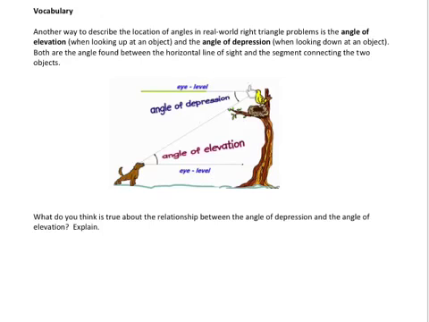So if you look at this diagram, we have seen this before. I have a horizontal line and a horizontal line, and then I have a transversal. So what do you think is true about the relationship between the angle of depression and the angle of elevation? Hopefully you are seeing that these horizontal lines are parallel, and we know that if parallel lines are cut by a transversal, then alternate interior angles are congruent. So they would be congruent. They are equal in measure.